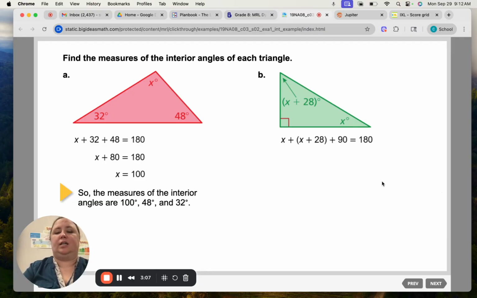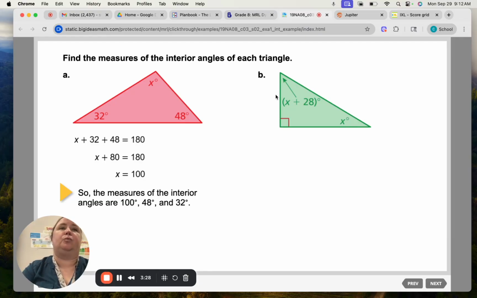All right, so let's look at B. This one becomes a little trickier because you see we have an expression inside here. But first of all, let's look at this angle with the red box. What does the red box tell you? That measurement is 90. So we know this one's 90. We know this one's x, and then this one over here is x plus 28.